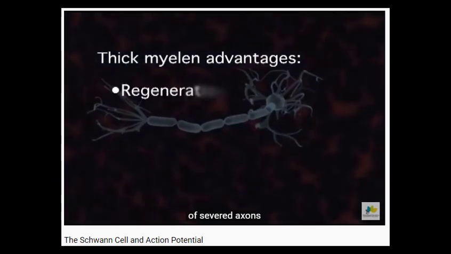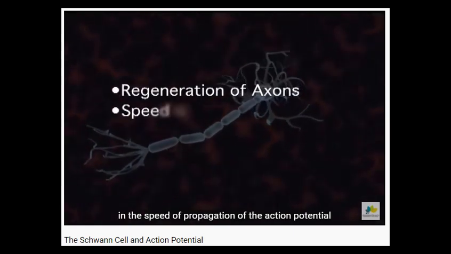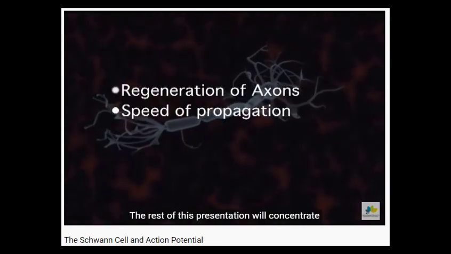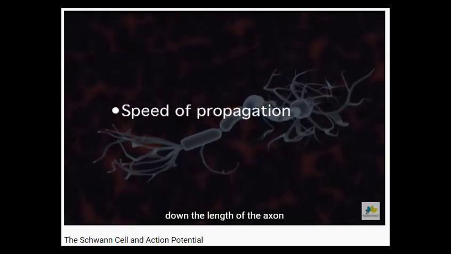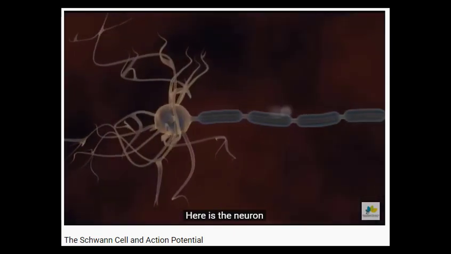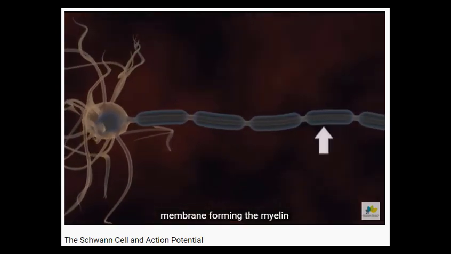Advantage is the regeneration of severed axons. Another advantage is an increase in the speed of the propagation of the action potential along the axon. The rest of this presentation will concentrate on the increased speed of action potentials down the length of the myelinated axon. Here is the neuron, and you can see the repeated Schwann cell membrane forming the myelin.